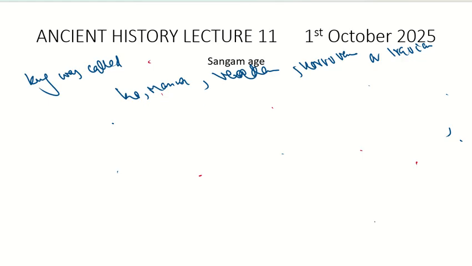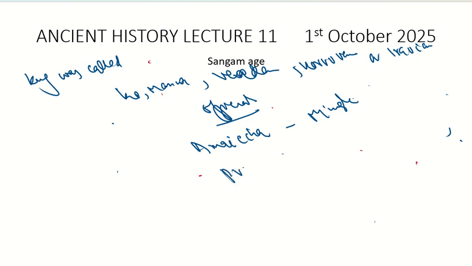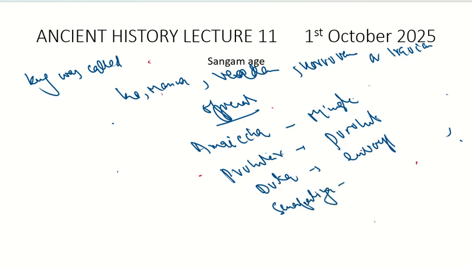What were the officials? Amaichar, the minister. Then we have Purohitar, the priest. Then we have Dutar, the envoys. Then we have Senapatiyar, the Senapati. Then we have Orar, the spies.